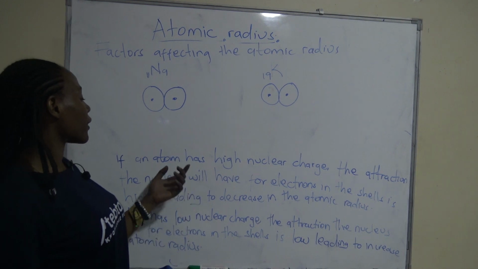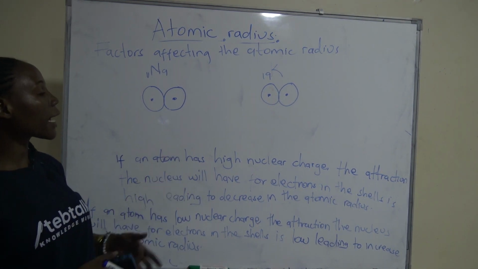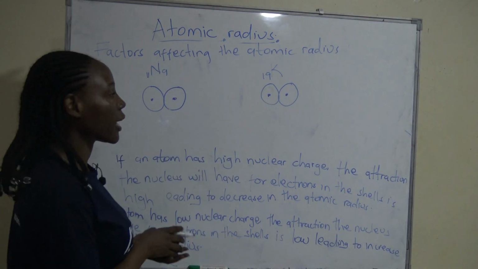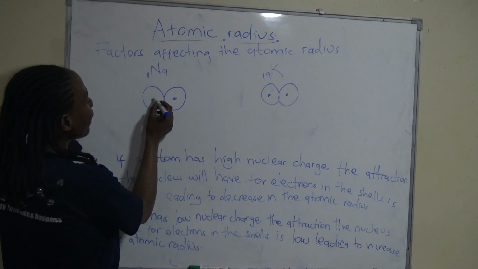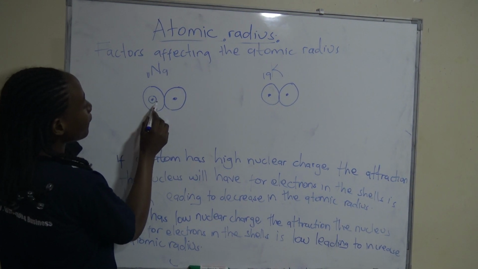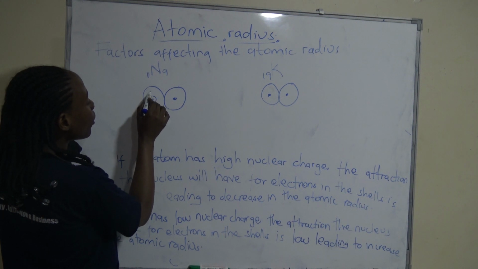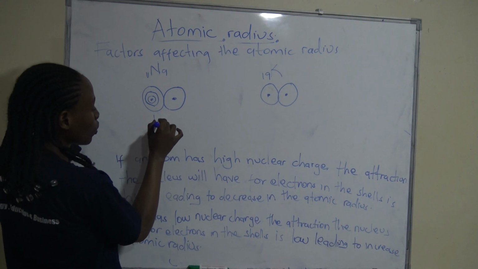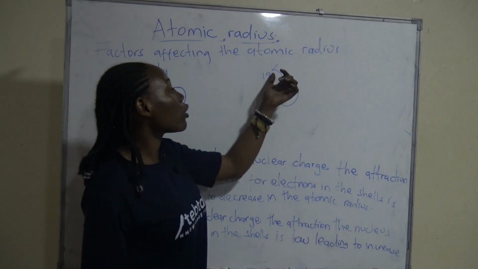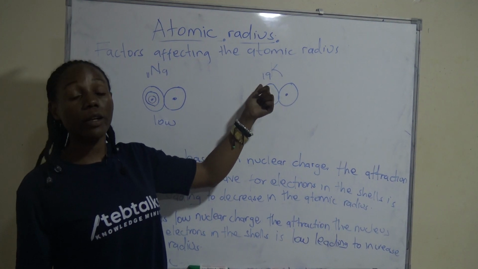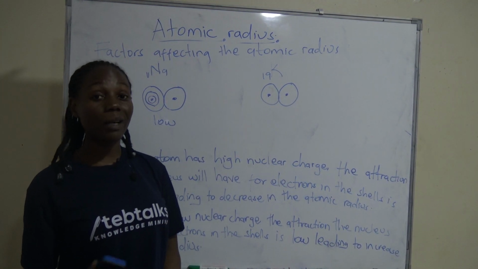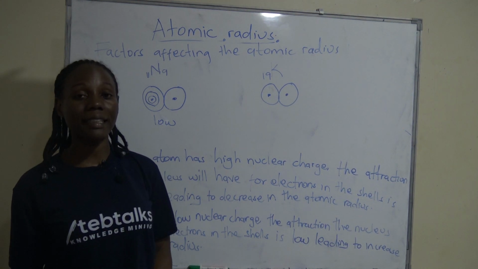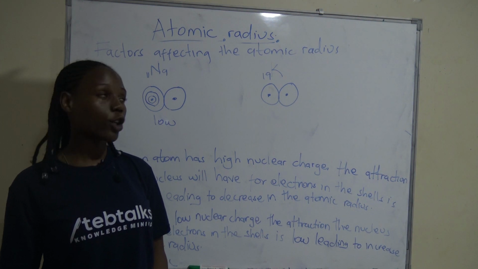We are saying that if the atom has higher nuclear charge, this one is only having 11 and this one is having 19, which means the forces that the nucleus will have on the attraction of these electrons in the shells will be low, compared to the one of potassium where we are having 19 electrons. And remember we said the number of electrons is equal to the number of protons in the nucleus of an atom of an element, such that at the end of the day the element is neutral.